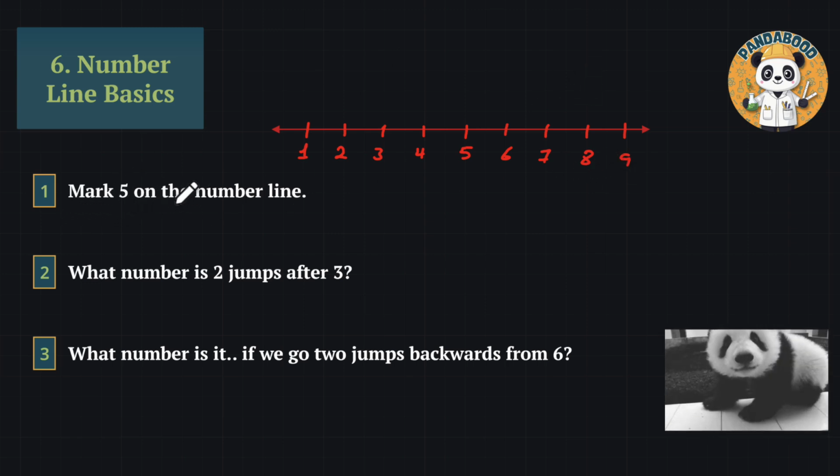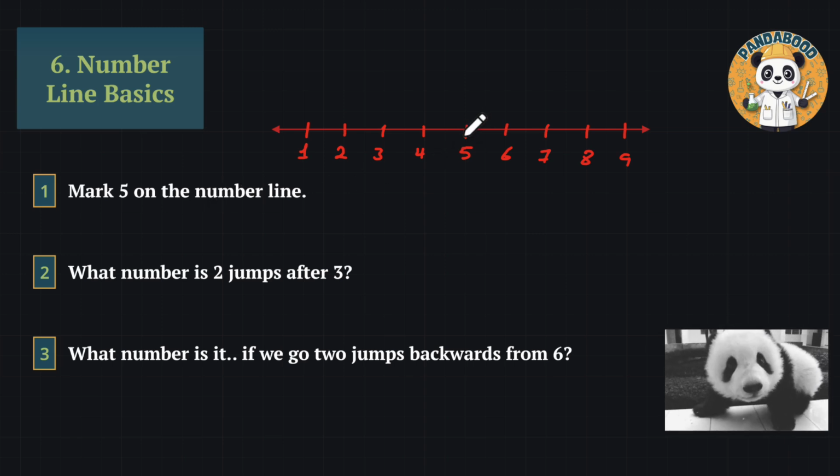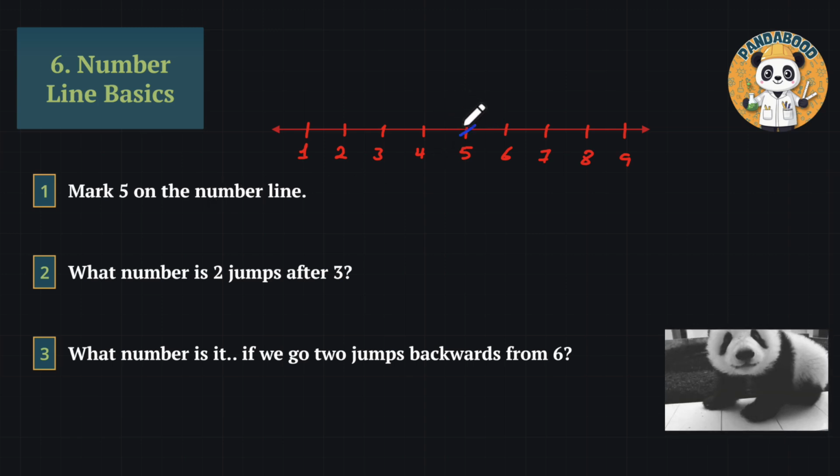Mark 5 on the number line. So this is 5. How can you mark it? You can just make an X.